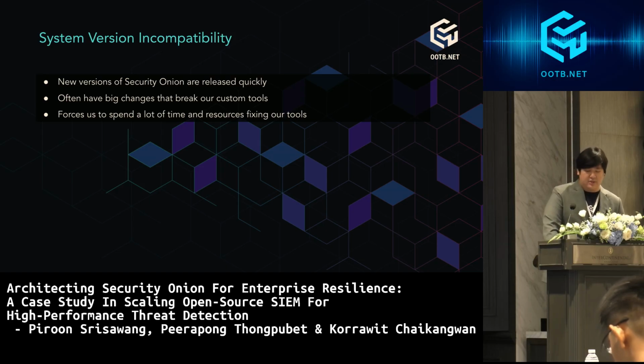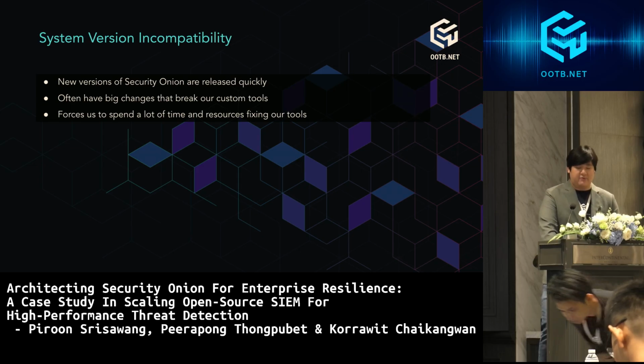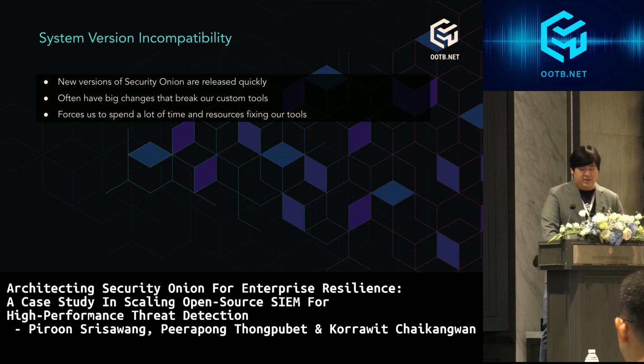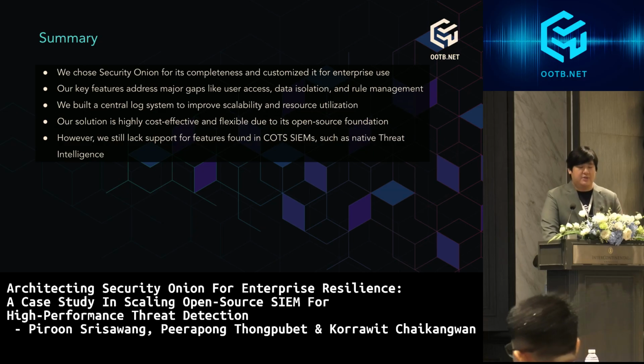What we are trying to do is think about decoupling our custom layer from the core Security Onion internals. If we can achieve that, upgrades will become smoother in the future. But at this point, version incompatibility remains a recurring issue we need to plan around every single time they release. Let's wrap up our journey with a short summary.